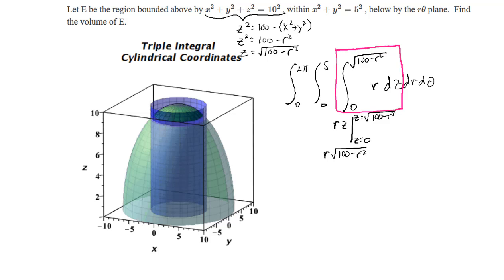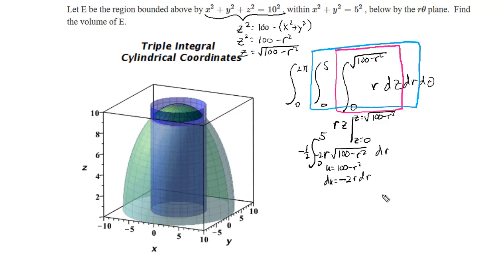So in the next step, we need to integrate that with respect to r from 0 to 5. We will do this with a normal substitution from back in Calculus 1. We'll let u be 100 minus r squared, which means du would be a negative 2r dr. So we need a negative 2 and a negative 1/2 in order to have our substitution.